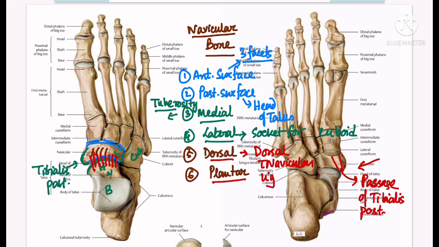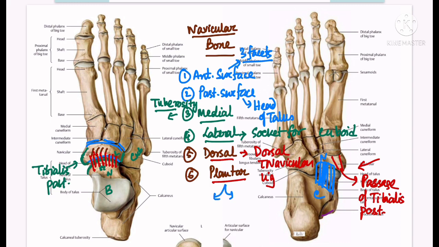Lateral part of the plantar surface provides attachment to the spring ligament. Spring ligament spans like this. The blue lines outline the spring ligament. Spring ligament has another name, plantar calcaneonavicular ligament. It is present on the plantar surface of the foot, extending between the calcaneus and the plantar surface of the navicular. So the lateral part of the plantar surface of the navicular gives attachment to the spring or plantar calcaneonavicular ligament.